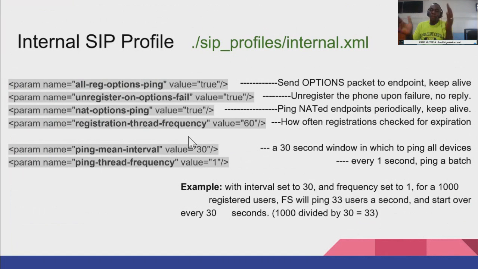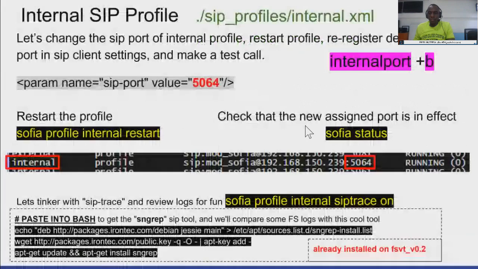Of course, they're variables. If you have so many extensions, you don't want FreeSWITCH to be sending so many ping packets on the network, so you might create an interval. You can tell FreeSWITCH to send the expiry option every 60 seconds. And then you can also set the frequency and the mean average interval so that it can ping a batch, after 30 seconds it pings another batch, and then goes around. These are all options we use to play around with when we are dealing with registration.